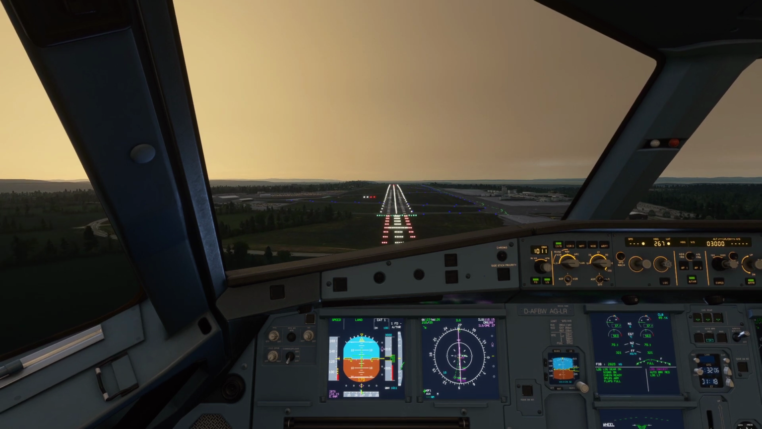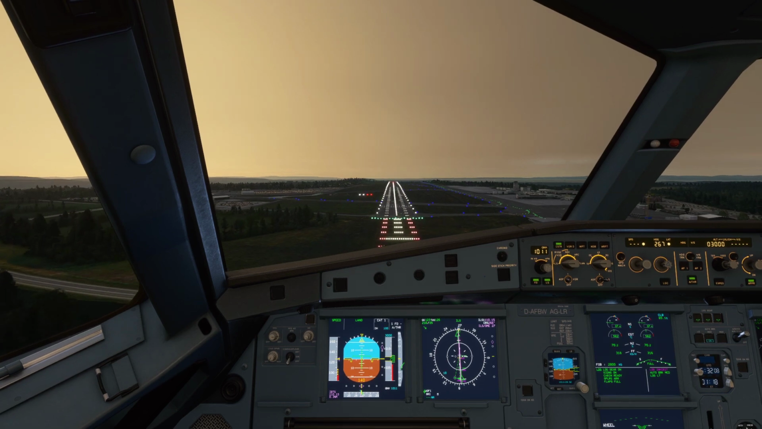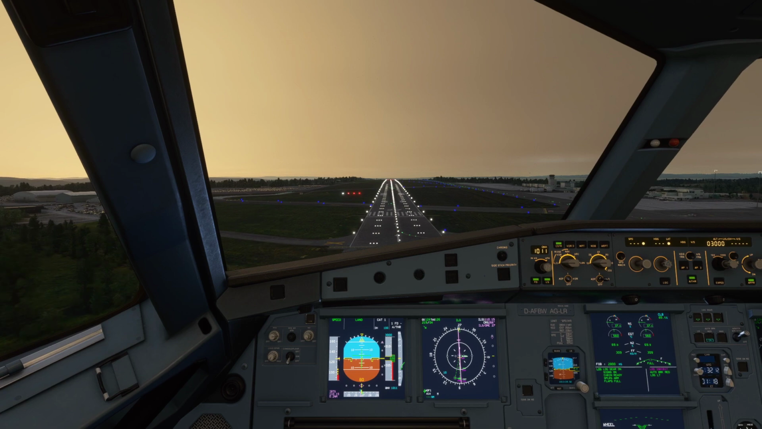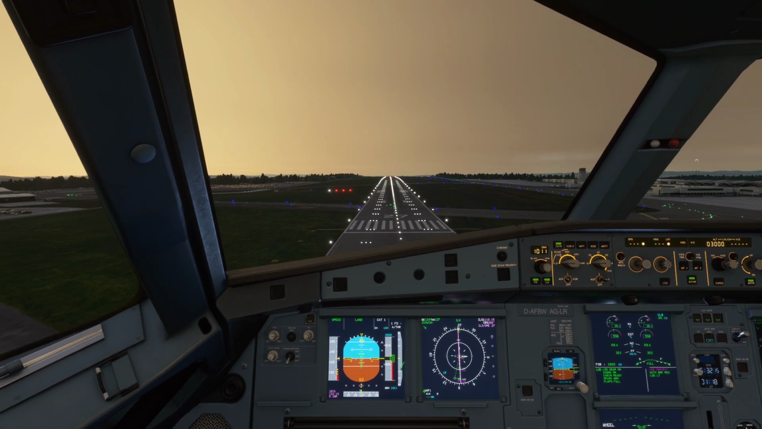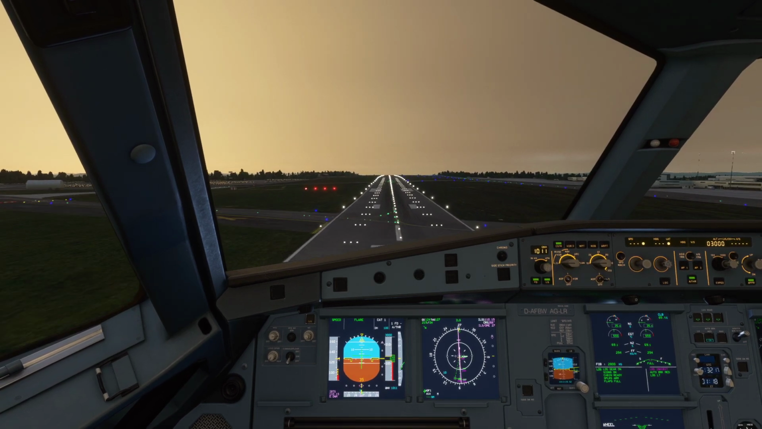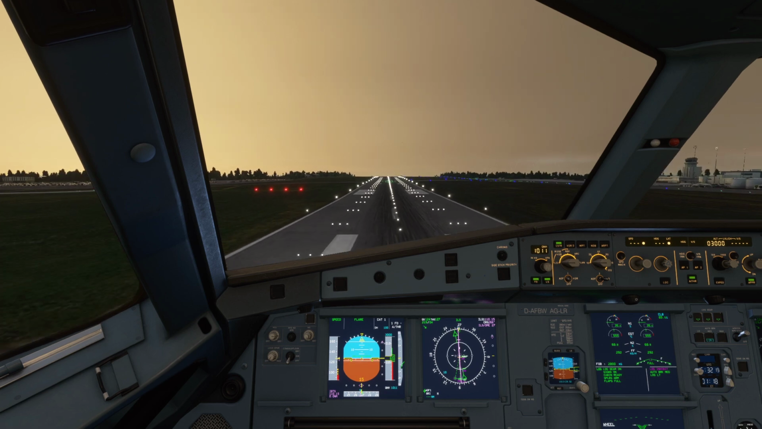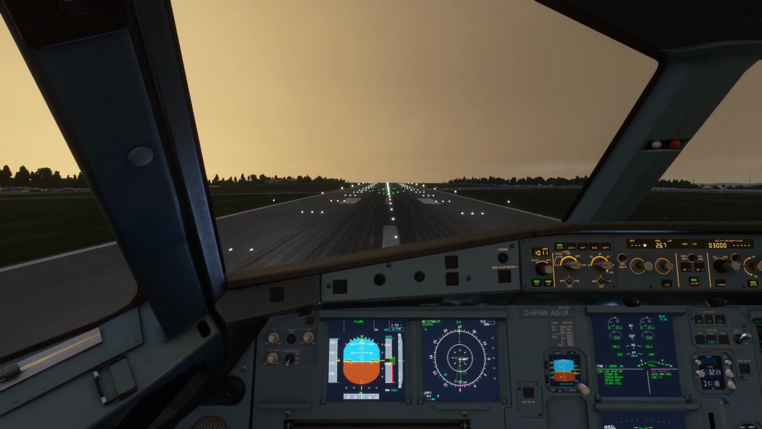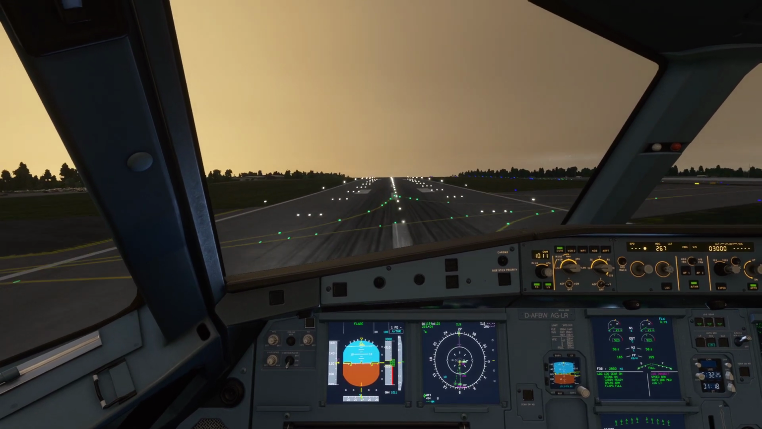Okay, so just approaching minimums now. Bit of wind shear, look, bit of gust. But we're fine, stable. And we're down.